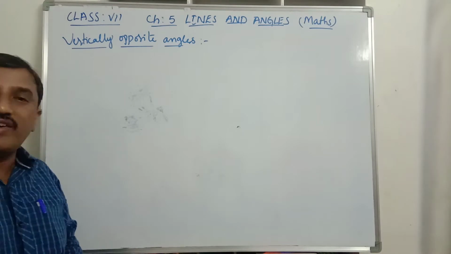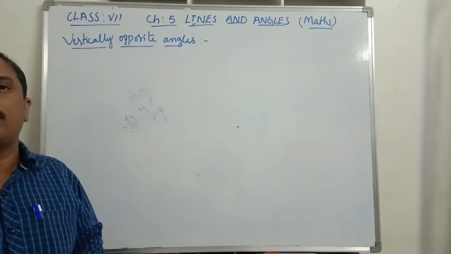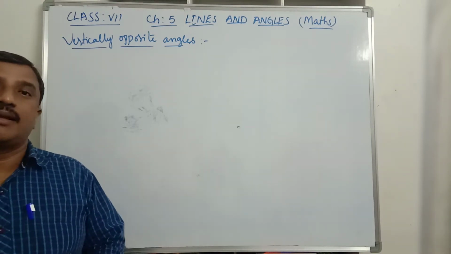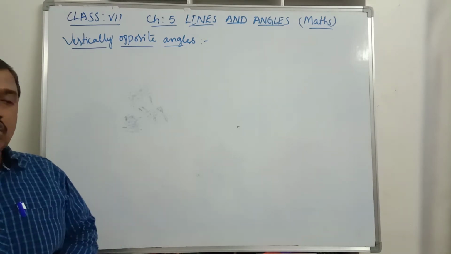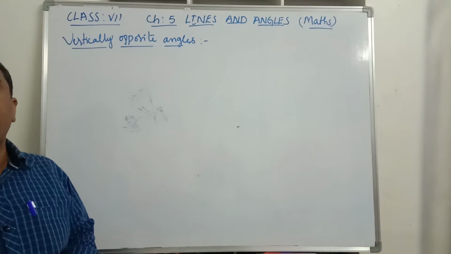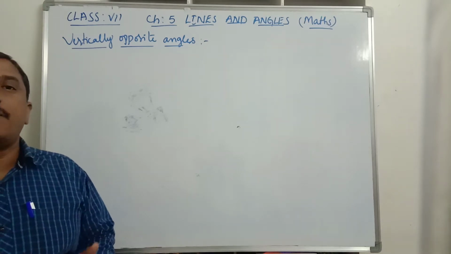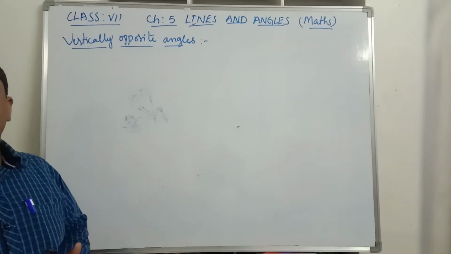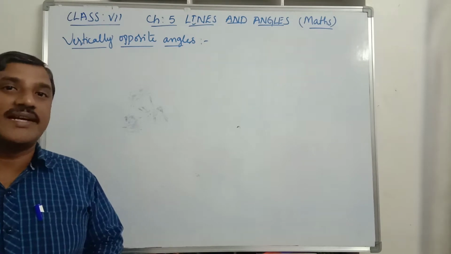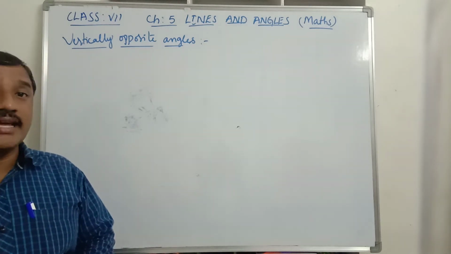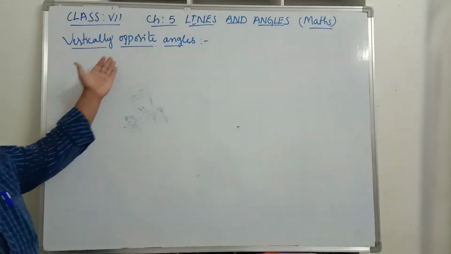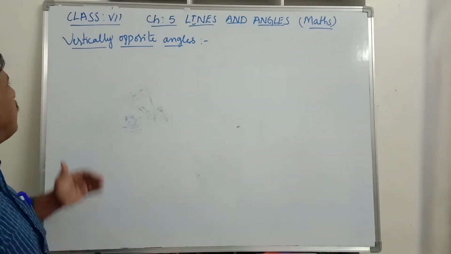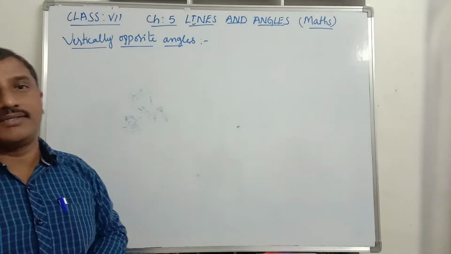In the last class we discussed the introduction of the chapter lines and angles. That is, different types of angles we have studied based on their measures and based on the pair of angles, like complementary angles, supplementary angles, adjacent angles and a linear pair of angles. Today we are going to discuss one more type of angles, vertically opposite angles.